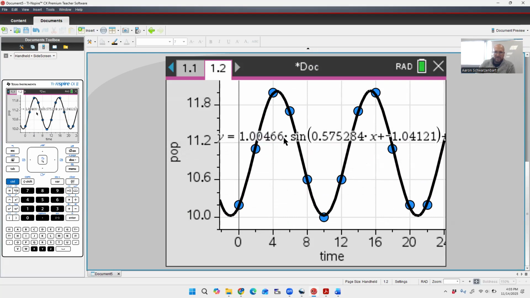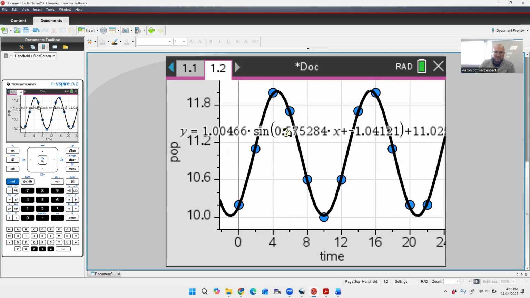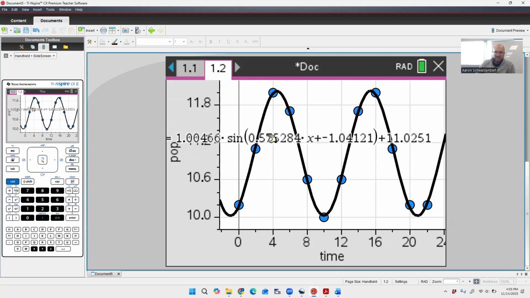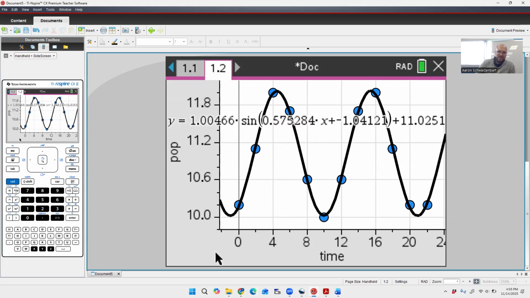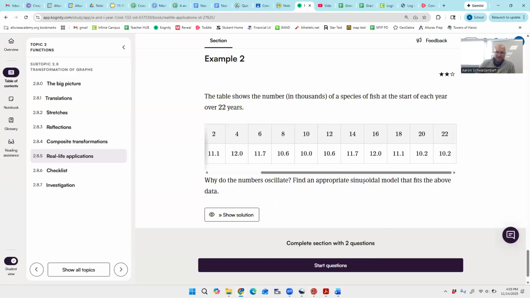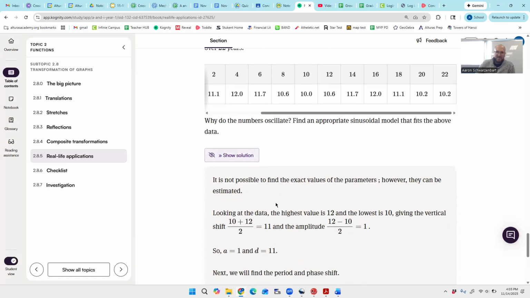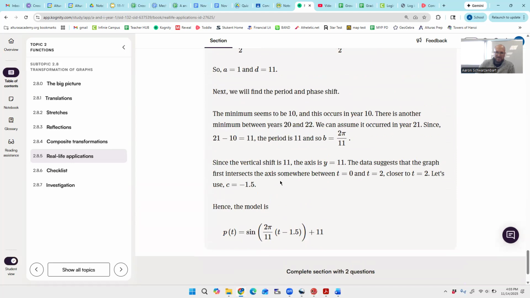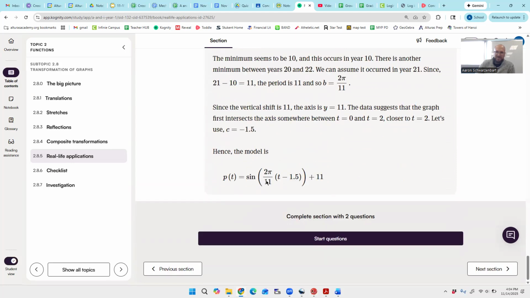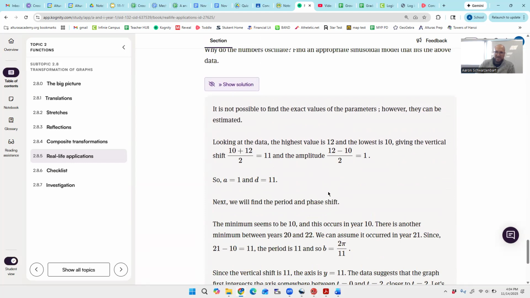So 1.00466. I've got it showing a lot of digits. I could drag it around until I can see the whole thing. That's my sine function. Let's look at the one that fits the data. So they got this. It had a value very close to 1. They definitely rounded some things off.